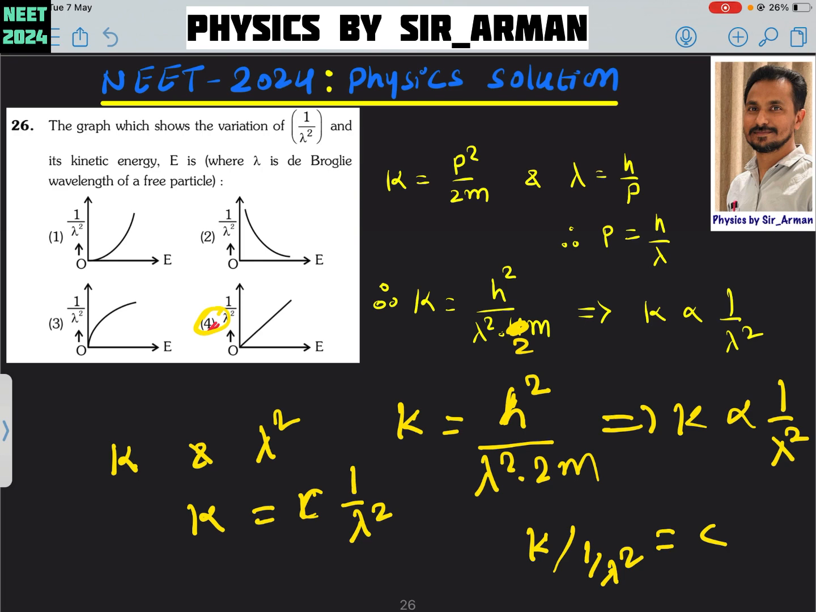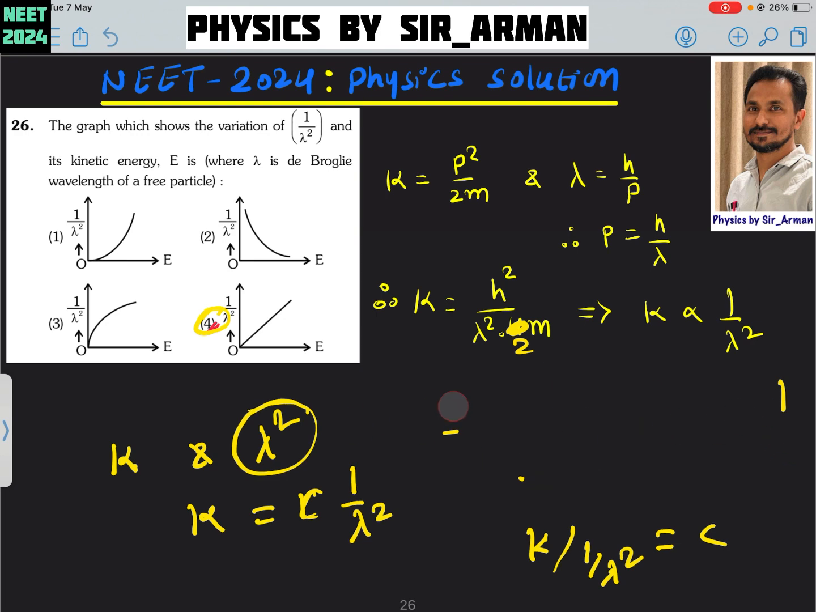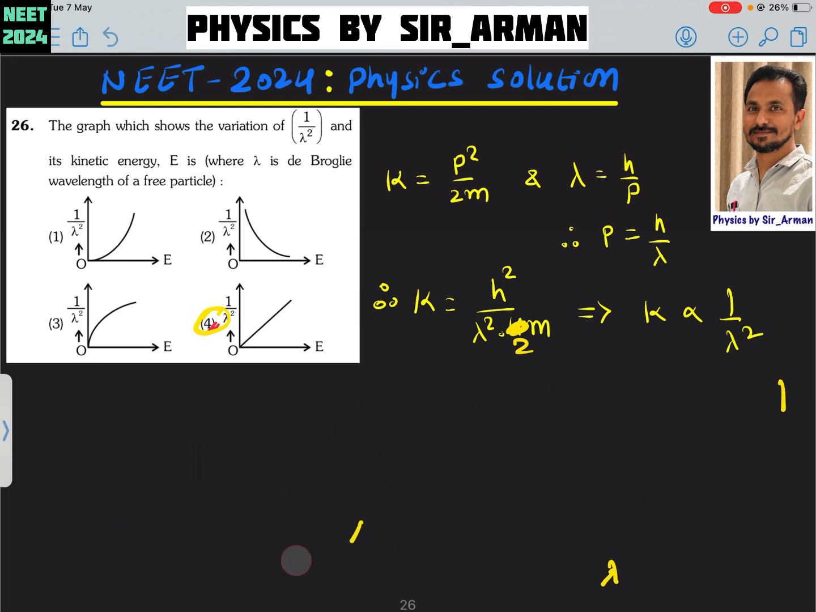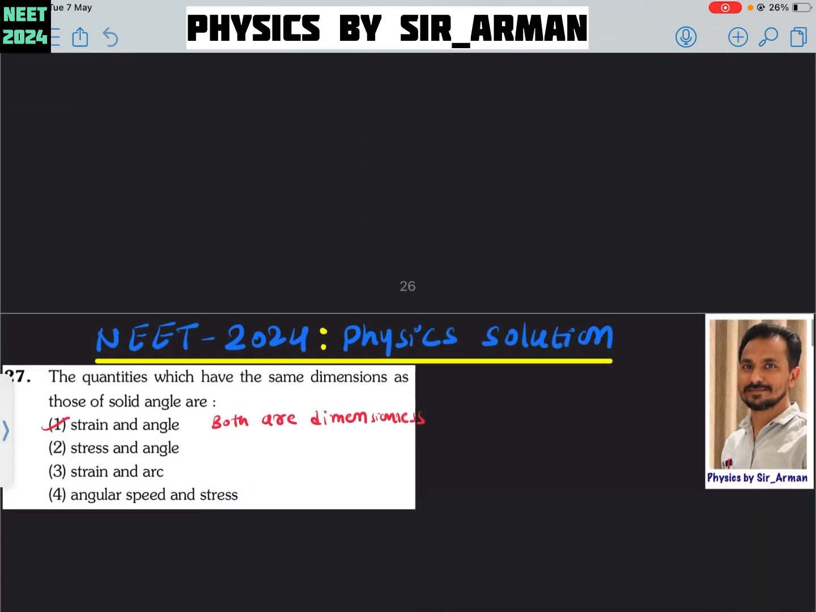Suppose if the graph is asked between energy and lambda or lambda square, in that case you may go with the second graph. But here it is 1 upon lambda square. So K and 1 upon lambda square are directly related, and hence the graph number 4 is the right choice.